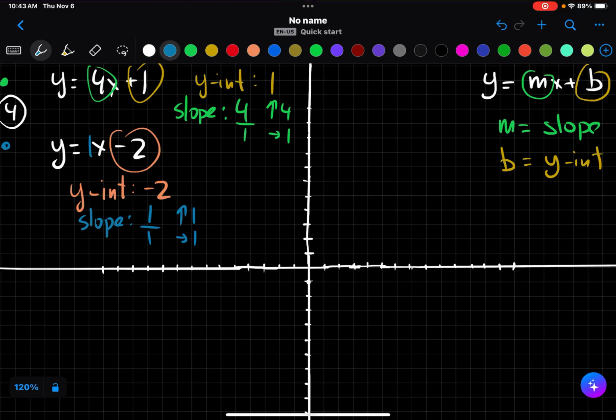So we're going to start with the green equation. The y-intercept there is 1, and the slope tells us to go up 4 to the right 1. Up 4 to the right 1. All right, let's graph it. There it is. And now for the other one, the y-intercept is at negative 2. And the slope tells us to go up 1 to the right 1. So that's 1, that's 1, that's 1. So let's go ahead and graph this.